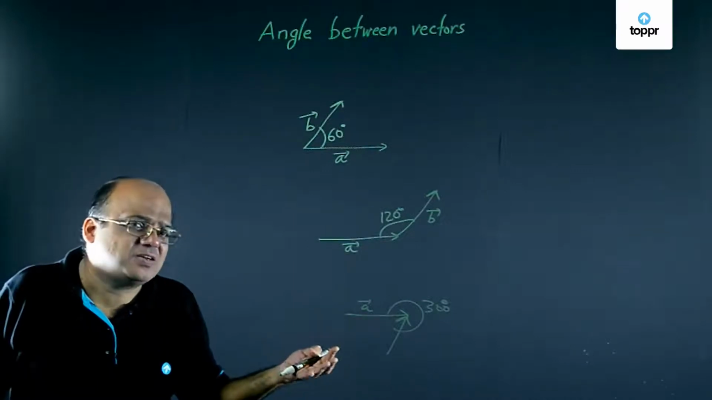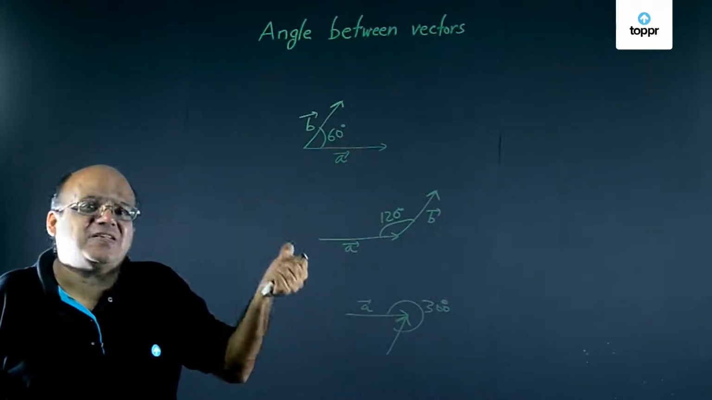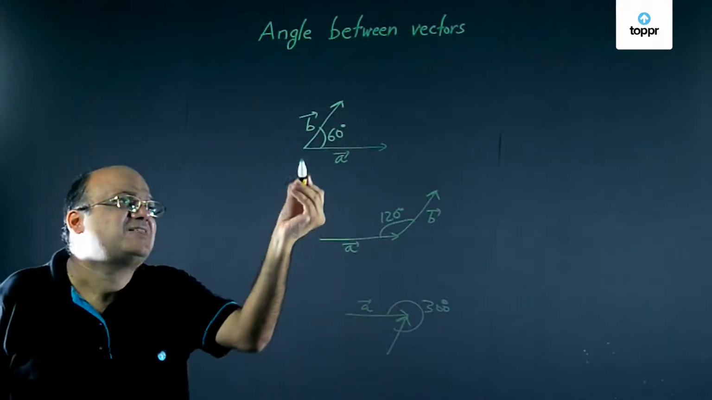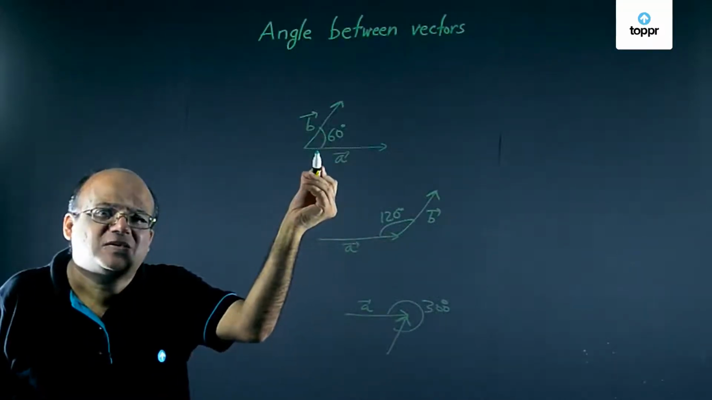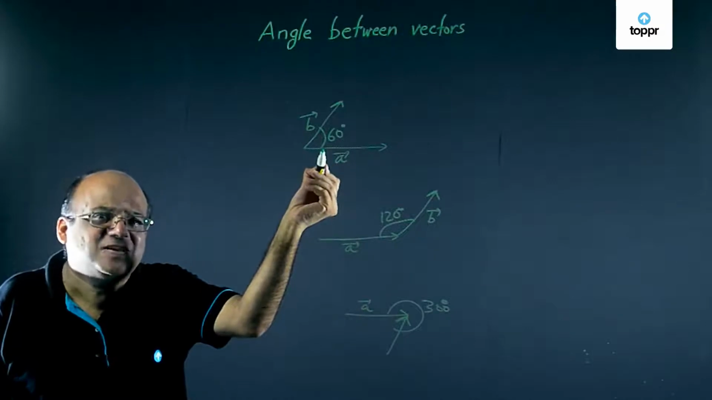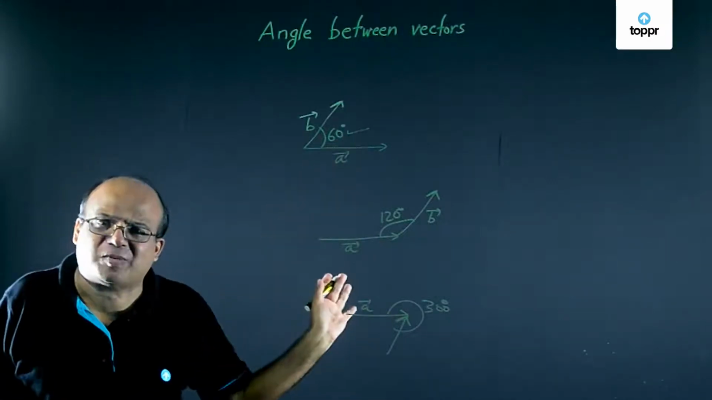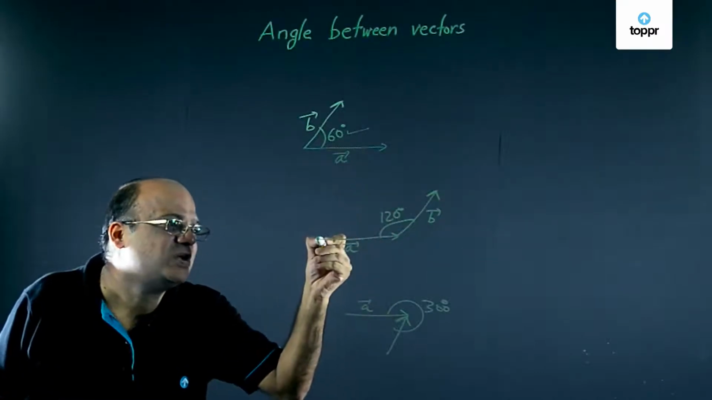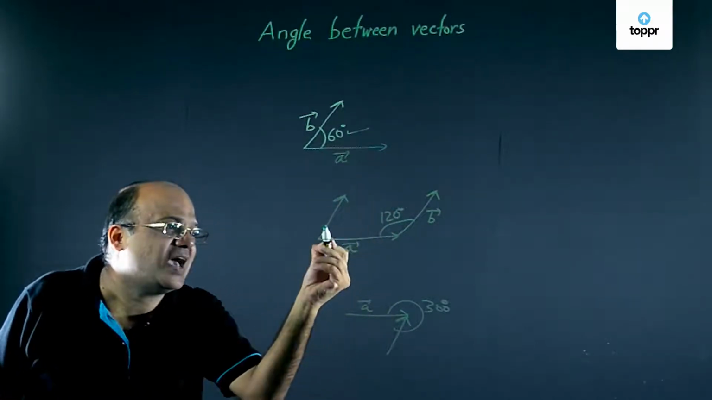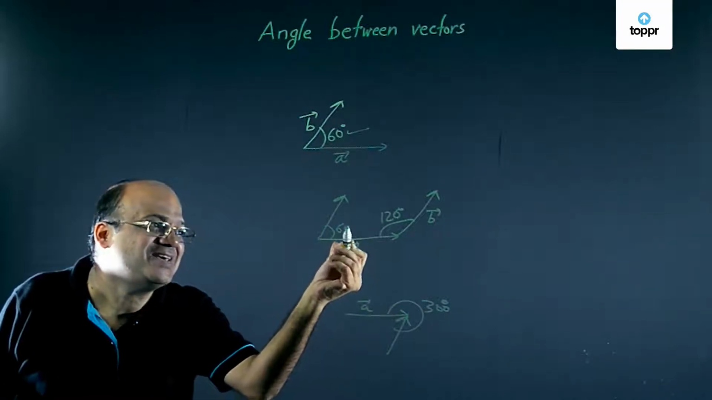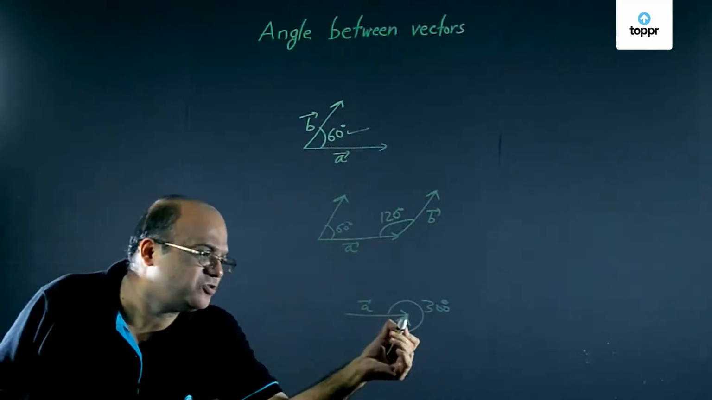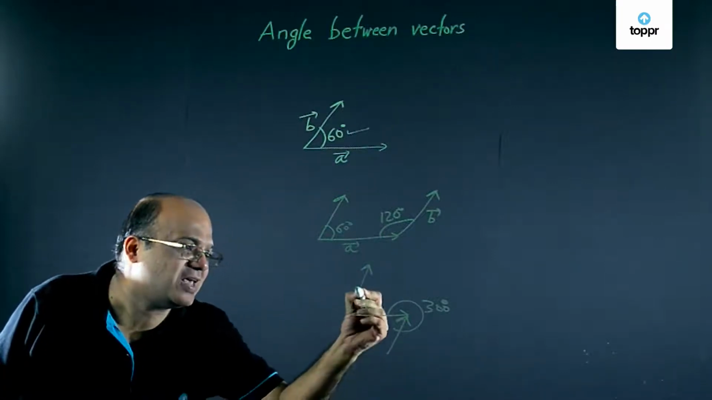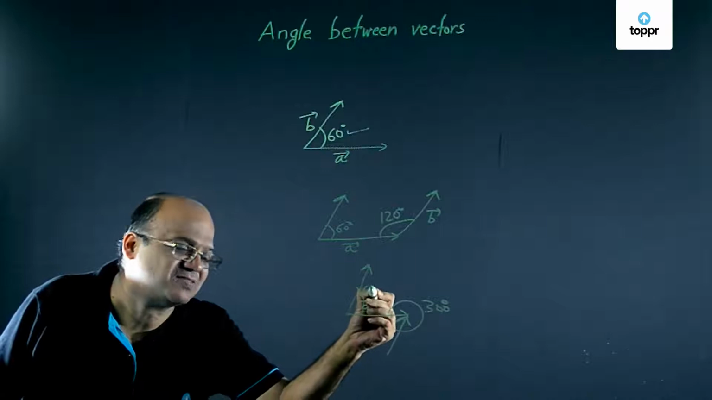How do you find that? We bring the tails together and then look at the smaller angle. In this case, the tails are together. Smaller angle is 60 degrees. So angle is 60 degrees, no problem. Here you have to shift this B vector here. Then only the tails will come together. And now the smaller angle is again 60 degrees. Here you shift this B vector from here to here so that the tails are together. And again the smaller angle is 60 degrees.